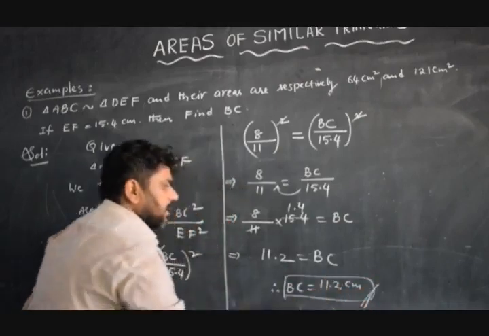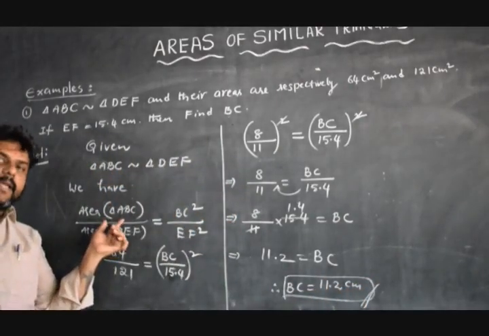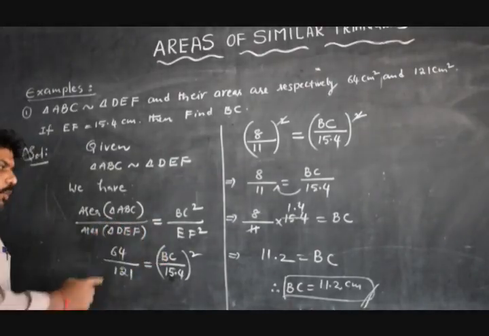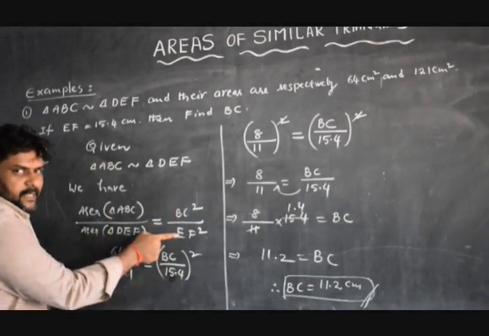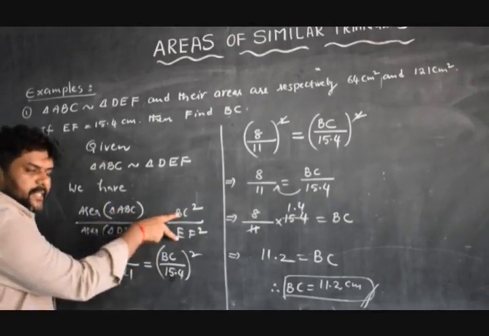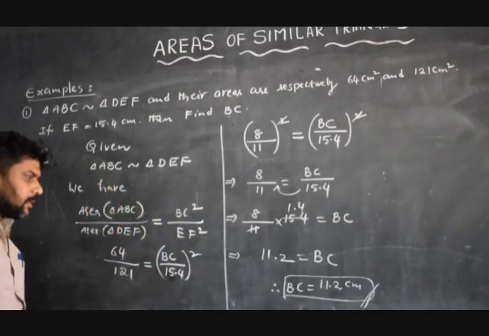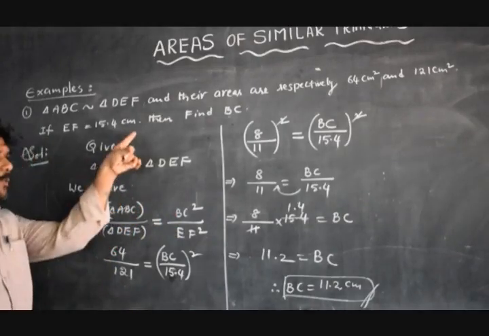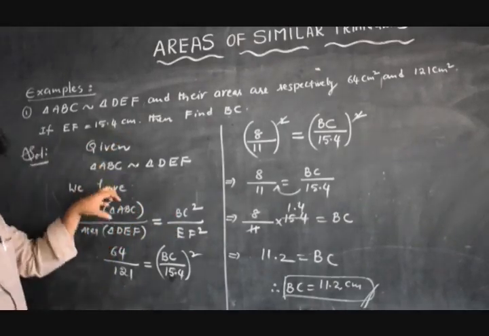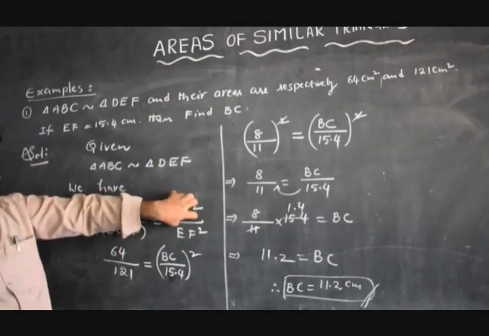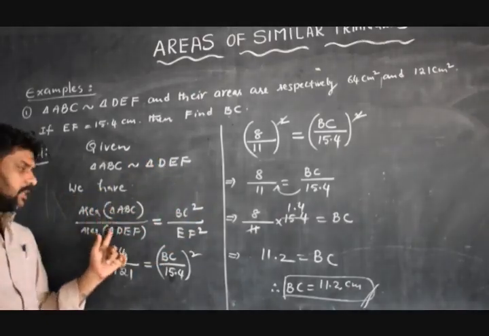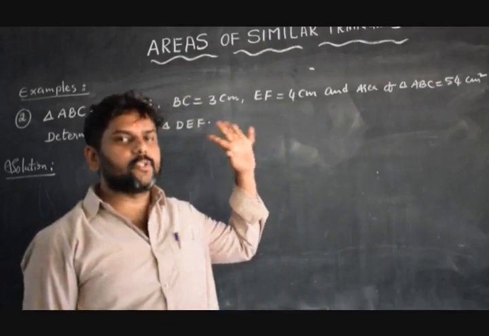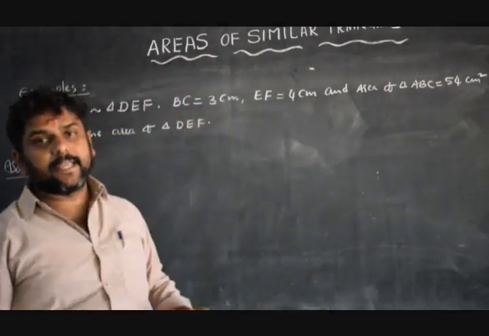In this way, by using this area of similar triangles, we have a total of 4 values: 2 areas and 2 corresponding sides. Out of 4 values, they will give in the problem any 3 values: 2 areas and 1 side, or 2 sides and 1 area. We have to find the fourth value. Example on applications of areas of similar triangles.